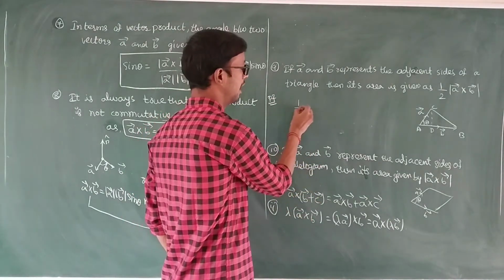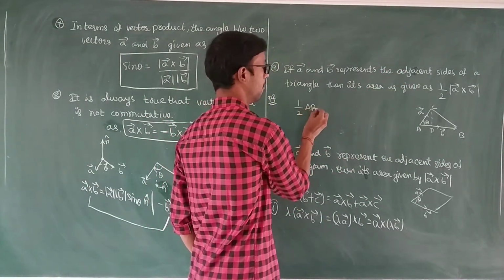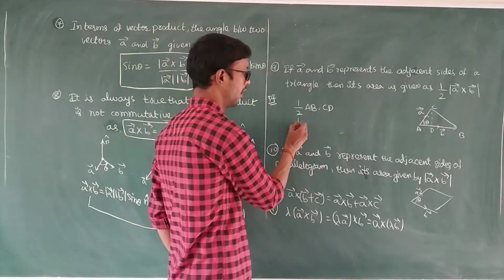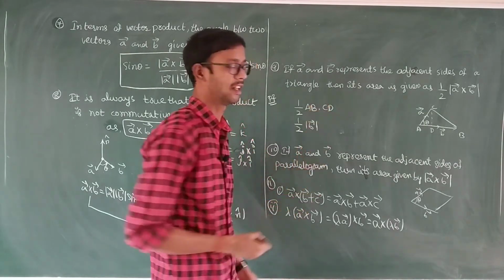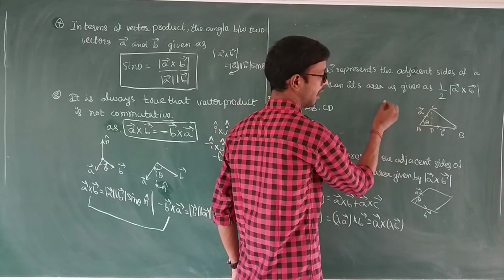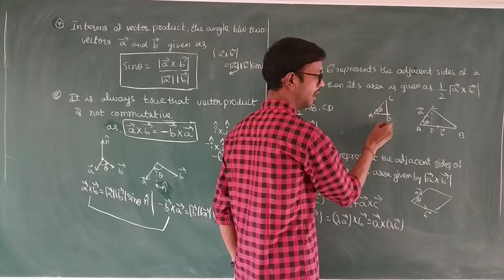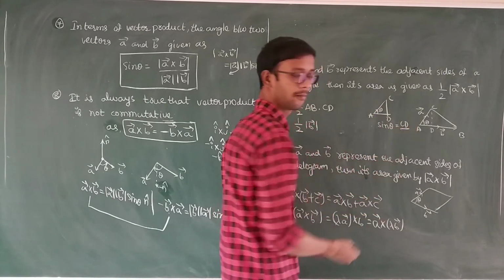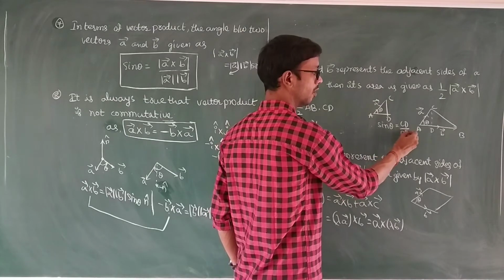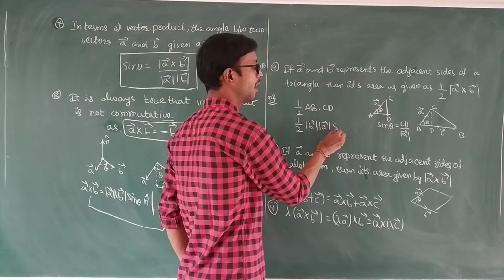We have the formula: area of triangle is half into base into height. What is the AB length here? AB length is magnitude of B bar. Length means magnitude we have to write. Next, we need CD. For CD purpose I am using this triangle ADC. Sin theta is equal to CD by hypotenuse. Hypotenuse is A bar, so magnitude of A bar. CD is equal to how much you get? Magnitude of A bar into sin theta.